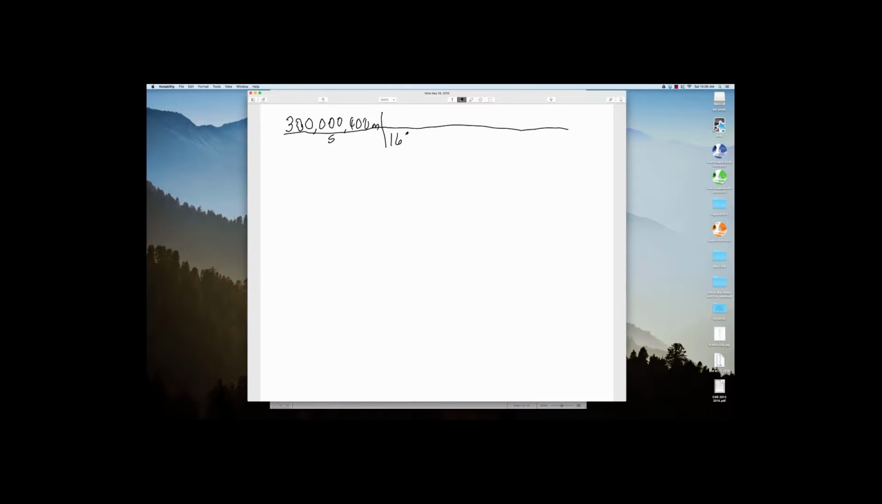Remember, there were 1,609.334 meters in 1 mile. Now, the reason I wrote it this way is you can then cancel these 2 meters out. And what I've done is convert this meters to miles per second, okay? And then after that, what we have to do is convert seconds to years.